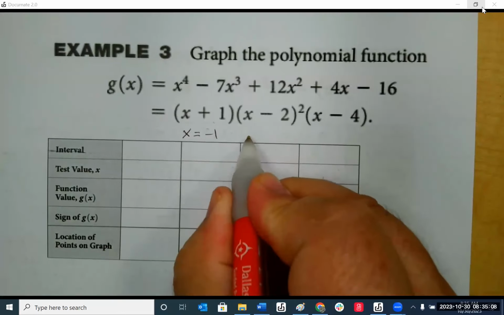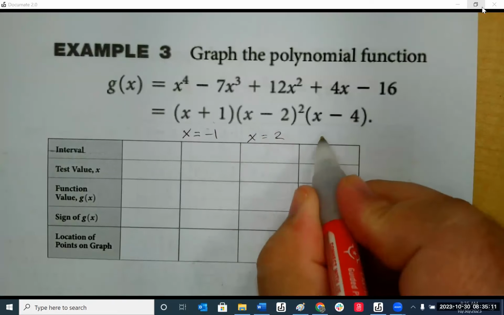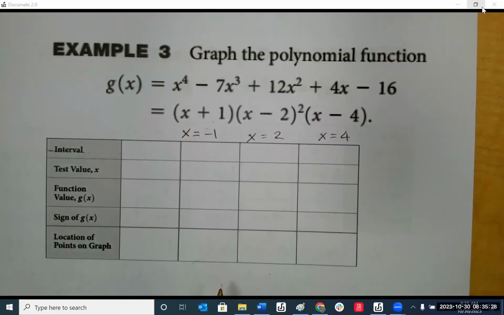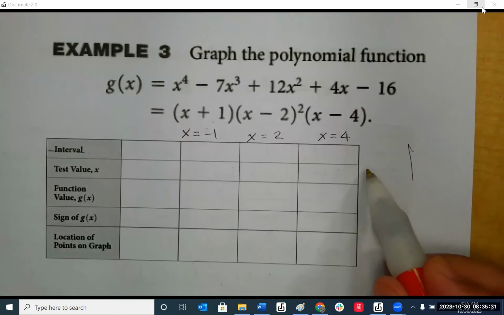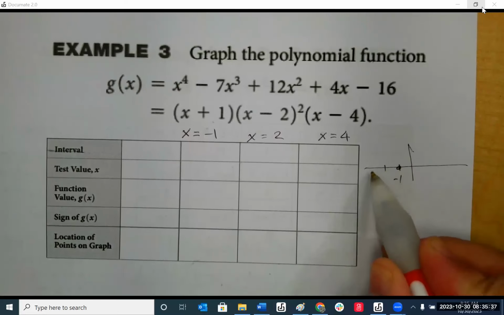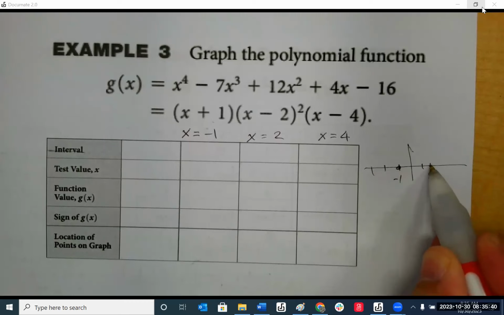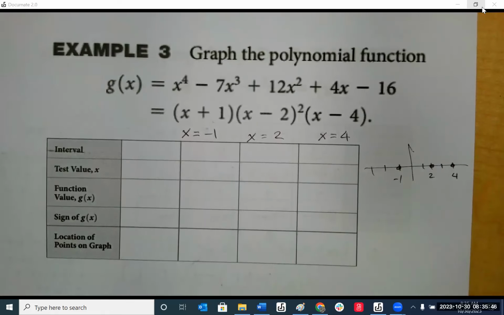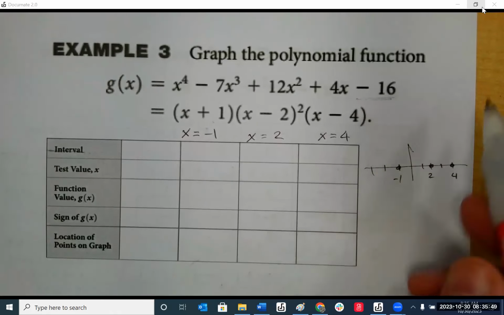are going to be -1, +2, +4. Because it's always the opposite of set it equal to 0. So we have our x-intercepts at -1, 2, and 4. We know the y-intercept is at -16.